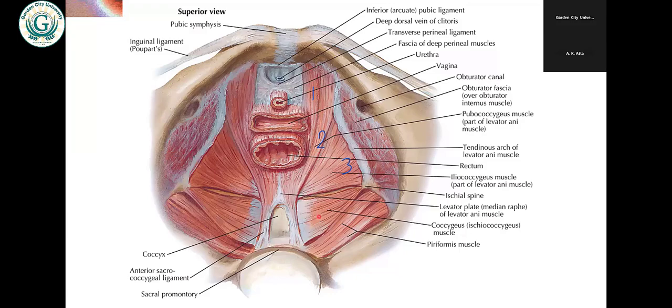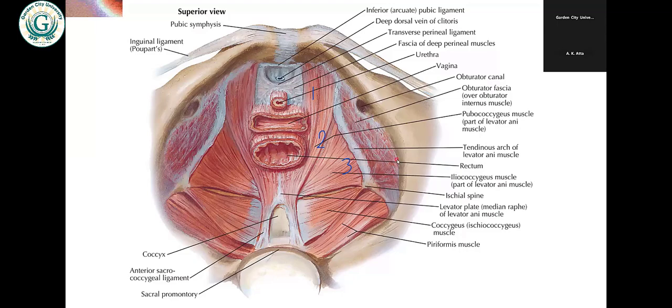So they are the ones that support the pelvic viscera. And of course, you see that the rectum pierces it to become the anal canal. The vagina pierces it. And of course, the urethra also pierces this pelvic diaphragm.